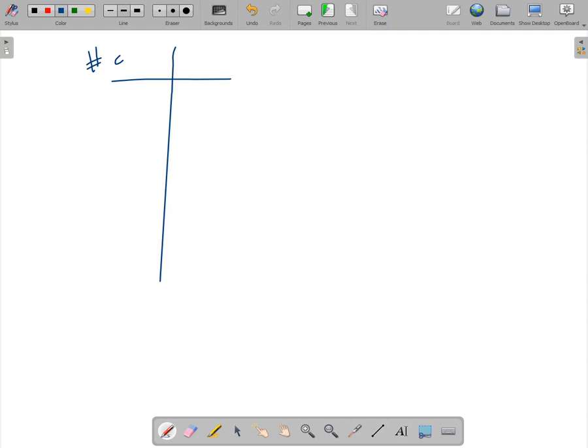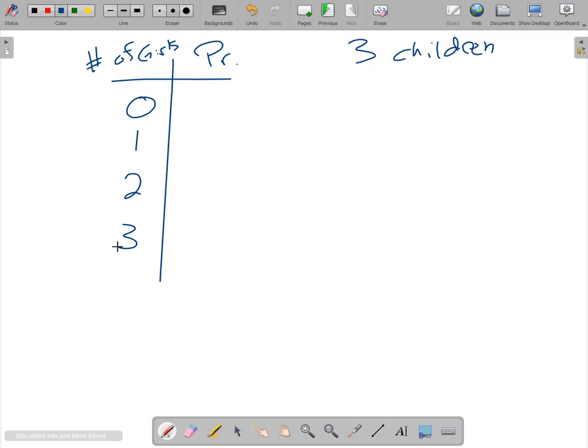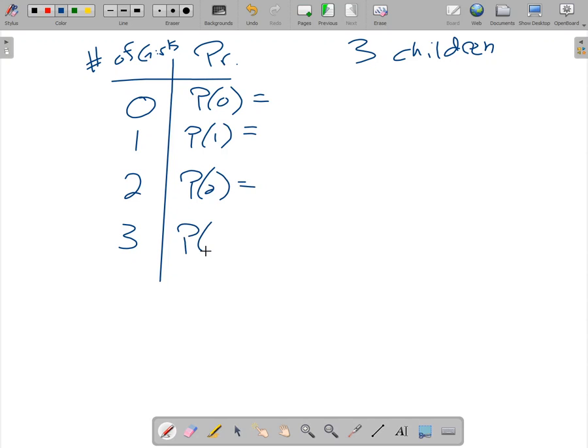So one column, we're going to have number of girls. And then in the next column, we're going to have probability. So we're still doing the family of three children. What I'd like you to try and do is, what's the probability that there's no girls? What's the probability there's one girl, two girls, or three girls? So we want to fill out this table based on what we know, based on the tree we built.